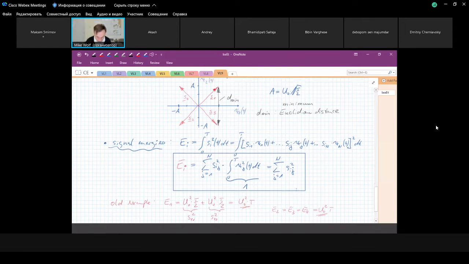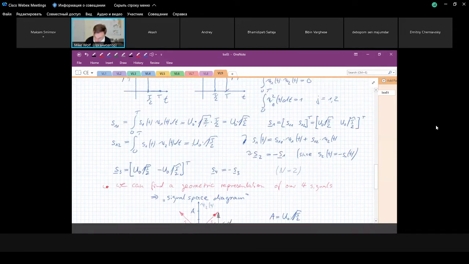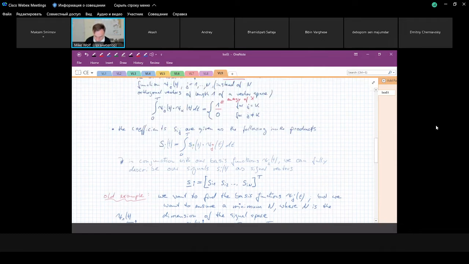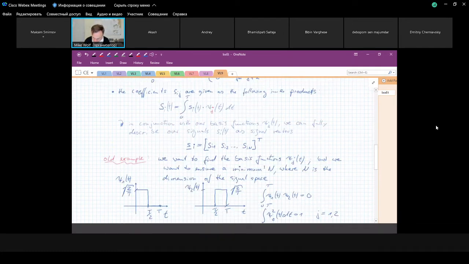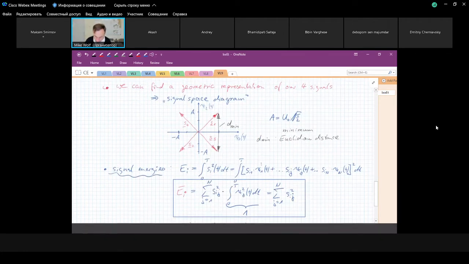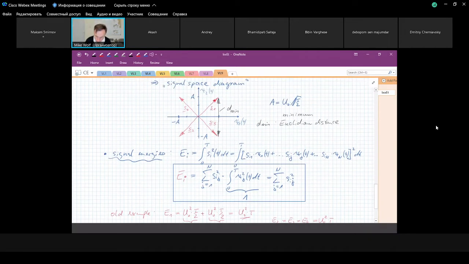As you can see, they have the same energy because they have the same length. And you can see this is a correct result because in this example, the energy of this signal is u naught squared times t. And here, if I square this signal, u naught squared times t. So it's the correct signal energy. So this means we can see the signal energy even in the signal space.